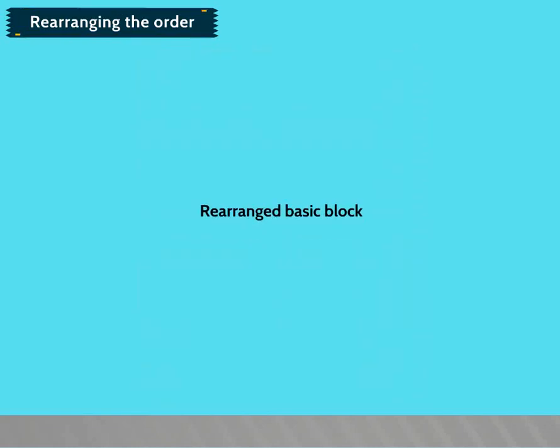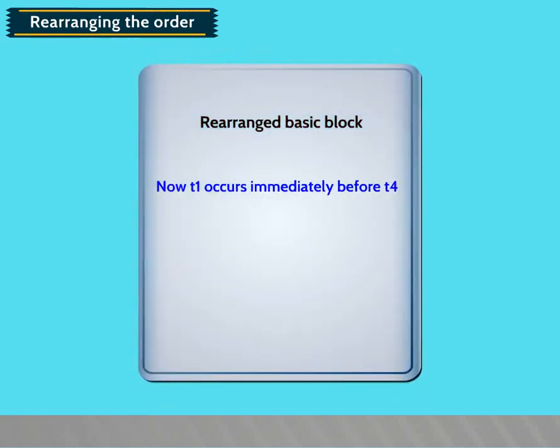Rearranged basic block. Now T1 occurs immediately before T4. T2 = C + D, T3 = E - T2, T1 = A + B, T4 = T1 - T3.